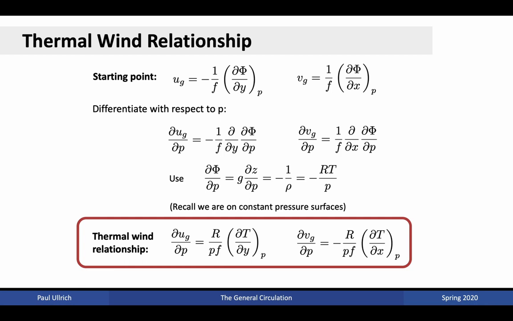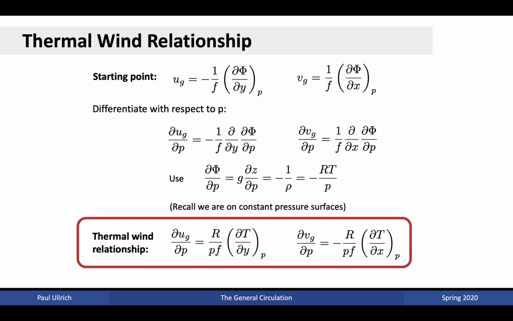The starting point for our derivation of the thermal wind relationship is the definition of the components of the geostrophic wind shown here at the top. Recall that we derived these earlier in our lecture. We can then differentiate these with respect to pressure in order to understand how they vary in the vertical direction. We can then flip the order of the differentials in each case.